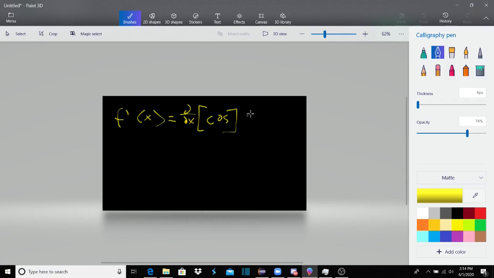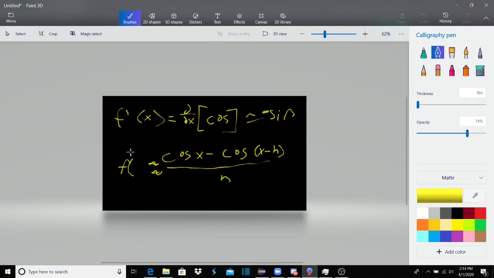And this should be approximately equal to minus sine, but then it becomes equal when we push h closer and closer to 0. Let's do it. What we have to do is cosine x minus cosine of x minus h, over h. You probably want to put it in parentheses too, or else it just won't work. And there it is, approximately f prime of x.